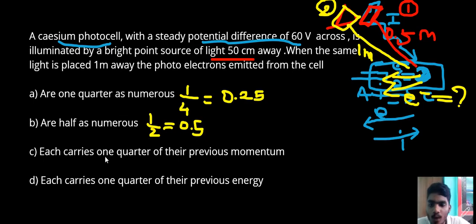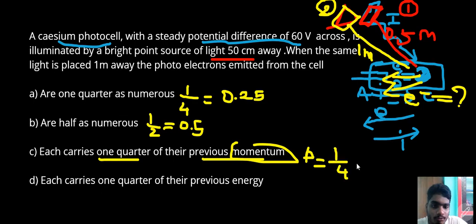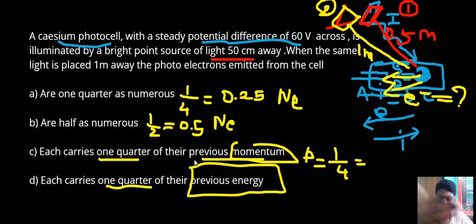Each carries 1/4 of their previous momentum. So momentum is going to be 1/4, that is 0.5 here. Here the number of electrons, I will be writing as NE, where N represents number and E electrons. So this is also the number of electrons, the first two, and next is momentum, and then 1/4 of the previous energy. This is the energy. Line by line we can solve this question. I'm just changing the color to pink.